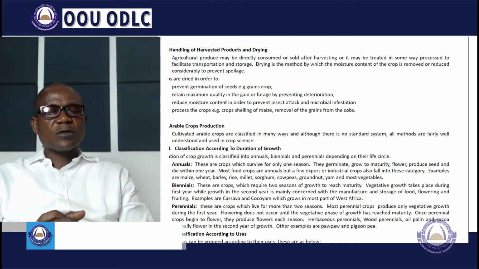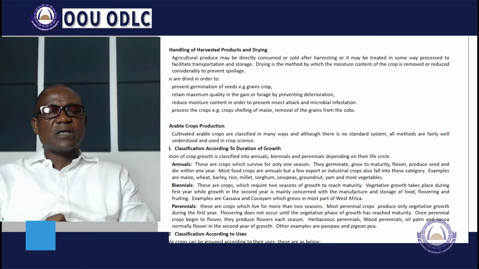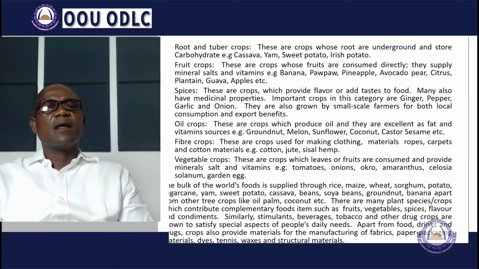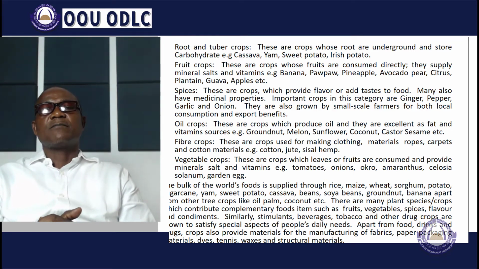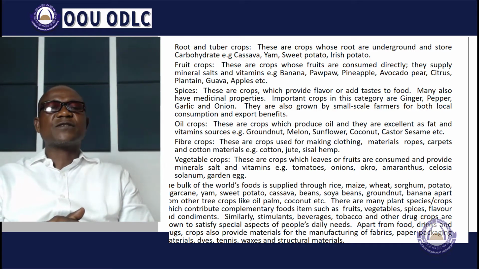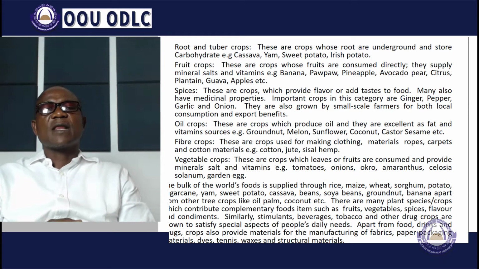Legumes or pulse crops. Commonly grown legumes are cowpeas, soybean, groundnut, pigeon pea, and bambara nut, as well as lima bean. Root and tuber crops. These are crops whose roots are underground and store carbohydrates, e.g., cassava, yam, sweet potato, and Irish potato. Fruit crops. Fruit crops are those whose fruits are consumed directly, and they supply mineral salt and vitamins.